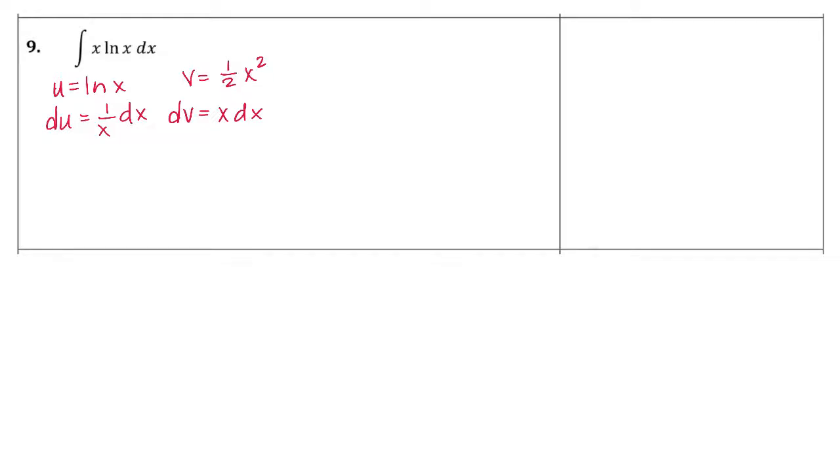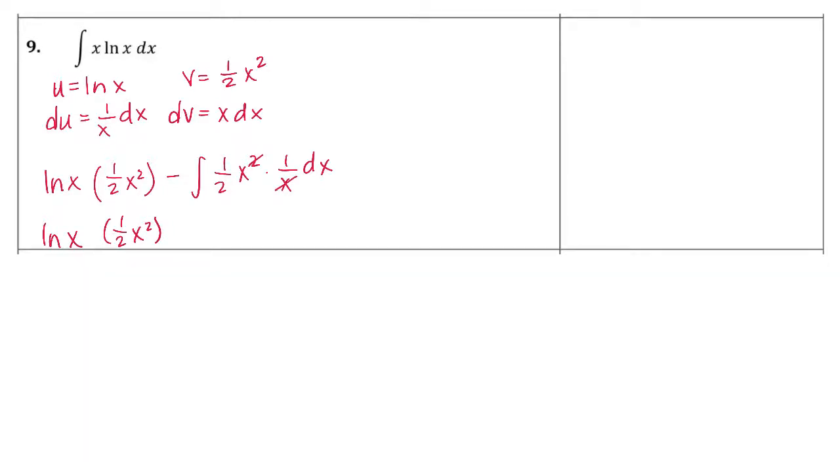So I have uv, so I have the natural log of x times 1/2 x squared minus the integral of 1/2 x squared times du, which is going to be 1 over x dx. And so simplifying here, of course, all of this stuff just moves down. And then 1 over x is going to cancel. And then I'm going to move this 1/2 out. So I'm going to have minus 1/2. And then that's really just the integral of x dx. So then that's going to give us another 1/2 x squared. And then plus c.